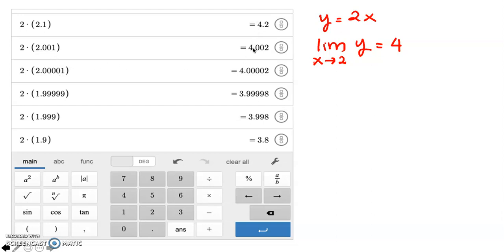And the result we see is approaching 4. And this is if we are analyzing from the left side, from 1.9, 1.999, 1.99999. x here is not equal to 2, but approaching 2, with a very small difference from 2. And the result of the limit of y is approaching 4. So from the right side and the left side, both approach 4.